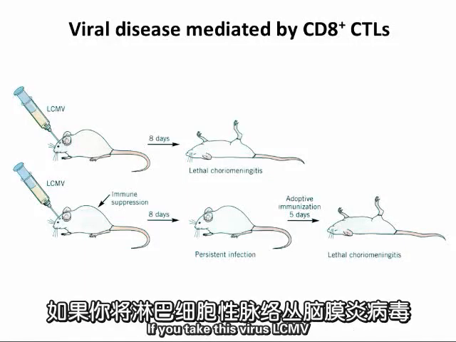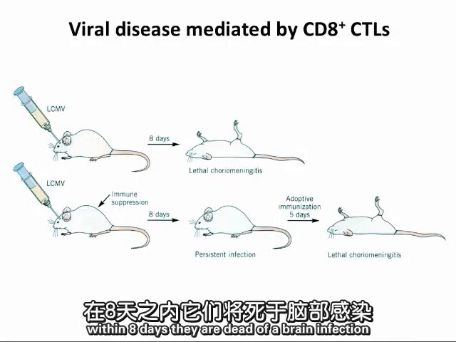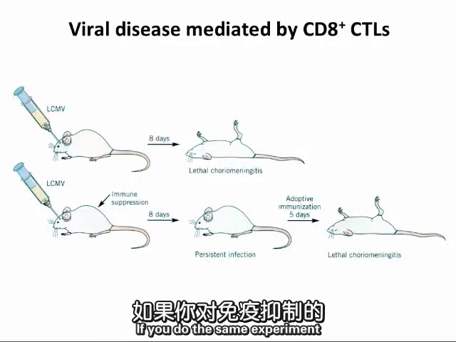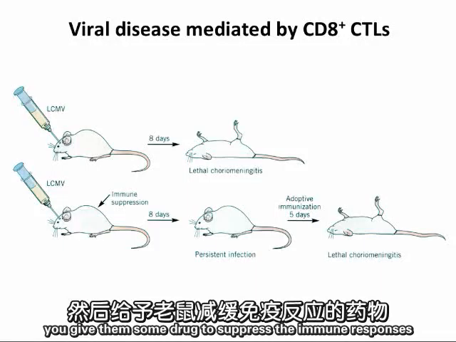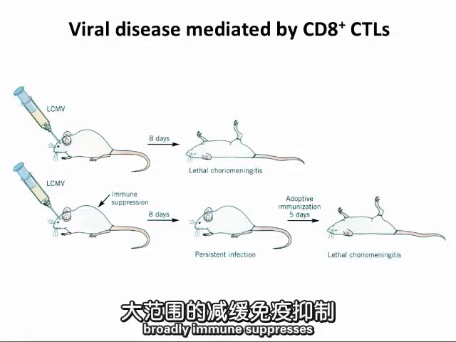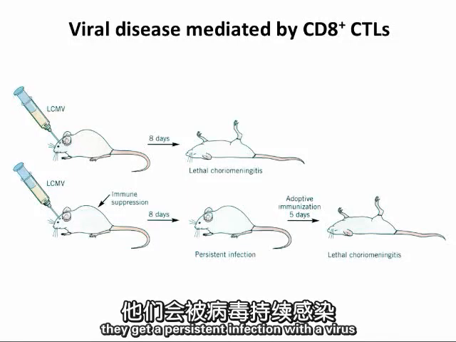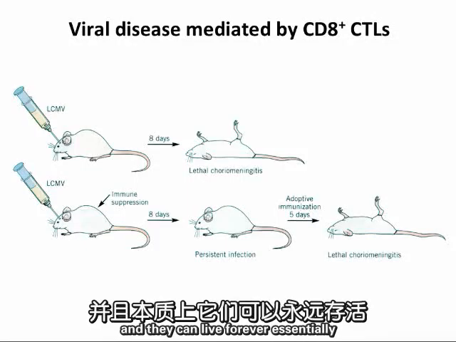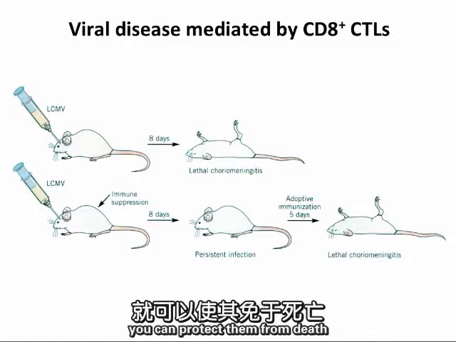If you take this virus, LCMV, and put it intracerebrally into adult mice, within 8 days they're dead of a brain infection called choriomeningitis. If you do the same experiment and then immunosuppress the mice, you give them some drug to suppress immune responses, broadly immunosuppressive, those mice are fine. They get a persistent infection where the virus is continually replicating in them, and they can live forever, essentially. So just by suppressing the response, you've protected them from death.